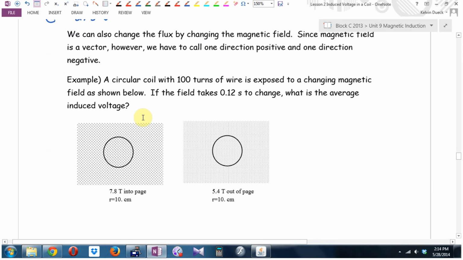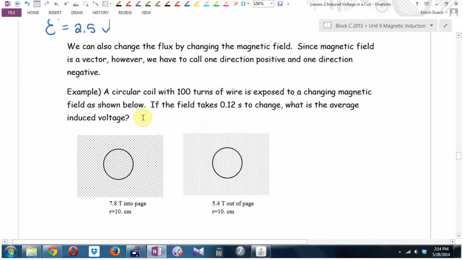So, we can change the direction. However, since magnetic field is a vector, we're going to have to call one direction positive and one direction negative.